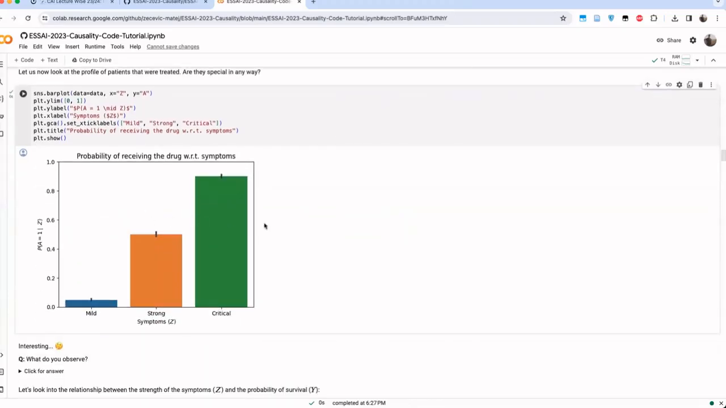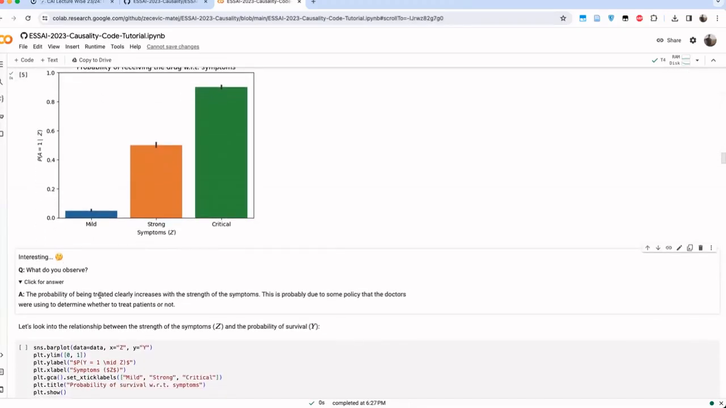And as you can see now, this is far from uniform. So we see that most people who get the treatment are actually in a critical condition, whereas people with mild conditions usually don't get a treatment. And this kind of makes sense, right? Because typically we just have so much medication that we can offer, right? And we would prioritize people who are in a bad condition.